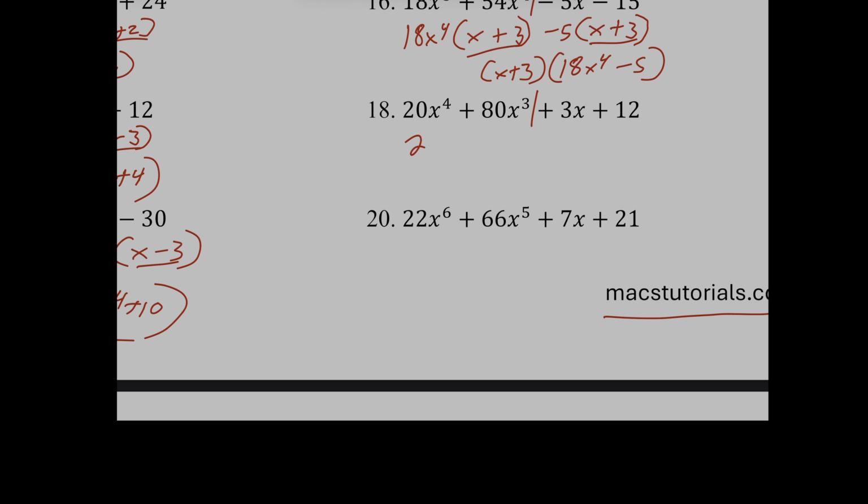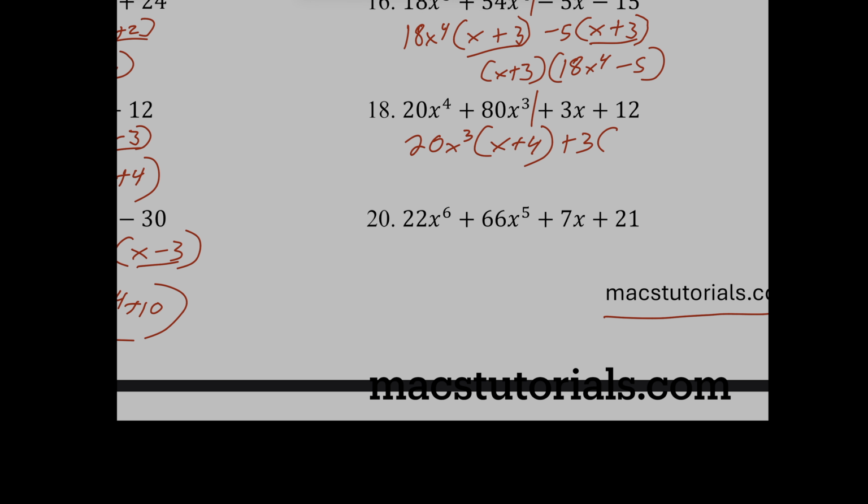I am going to pull out a 20x to the third, which will leave me an x plus 4. The next one, I'm going to pull out a plus 3, which gives me an x plus 4. Boom and boom. Pull out an x plus 4, and I'm left with a 20x to the third plus 3.